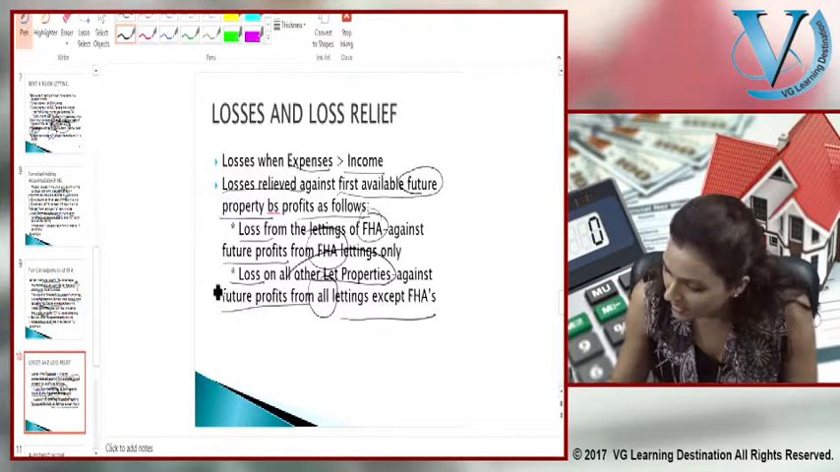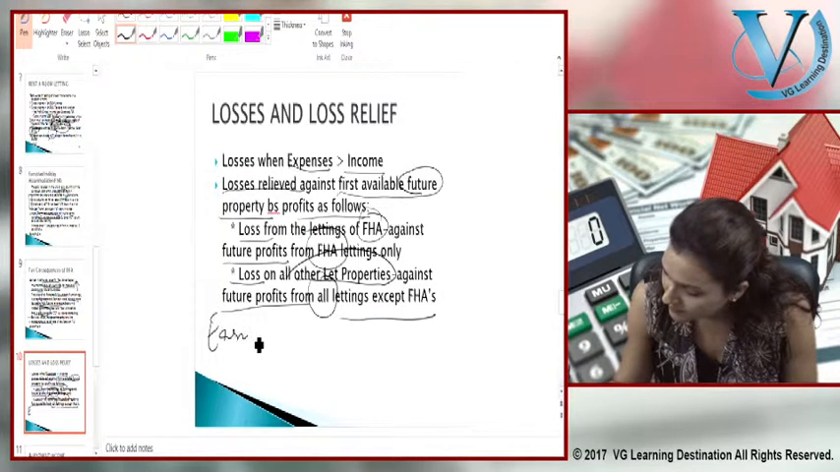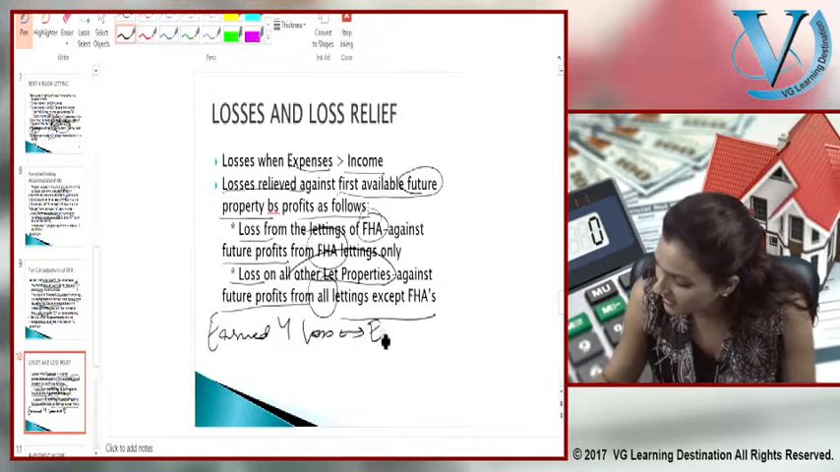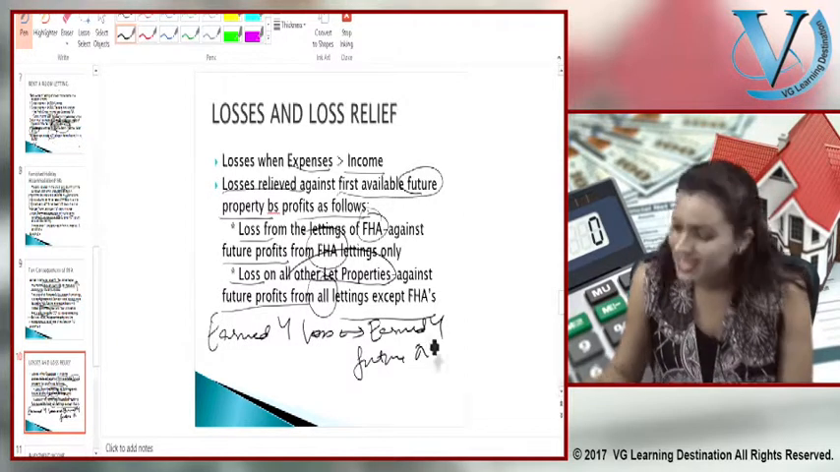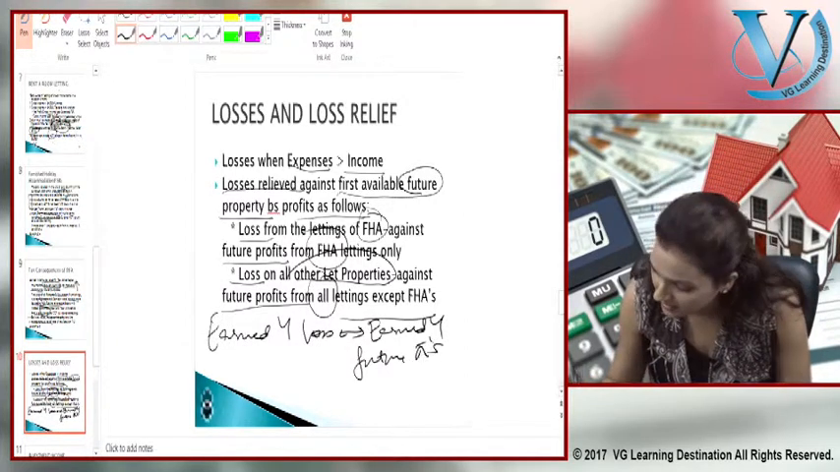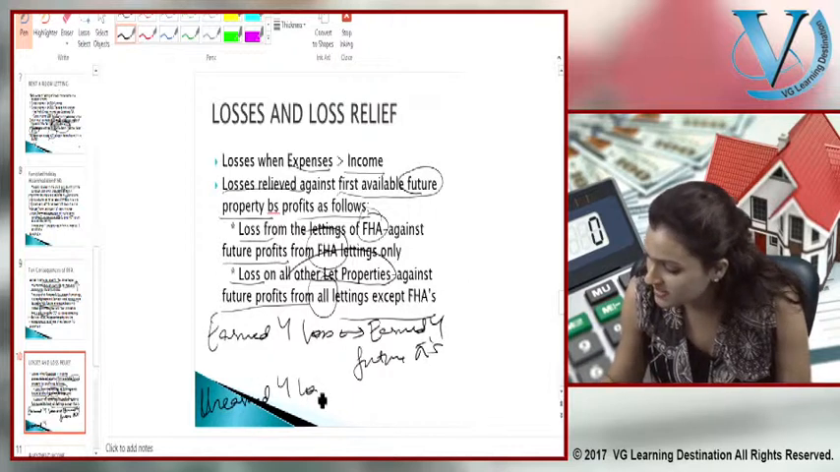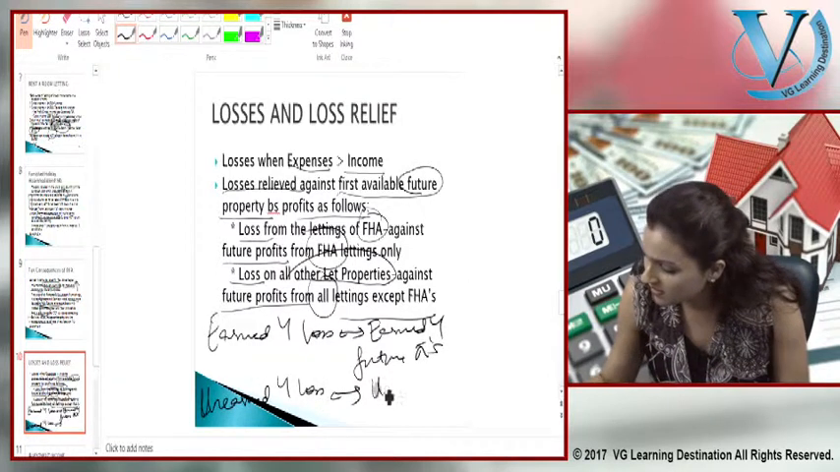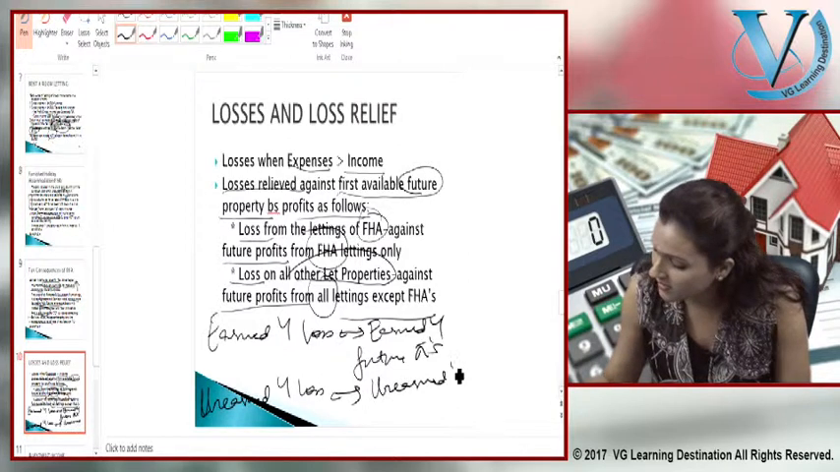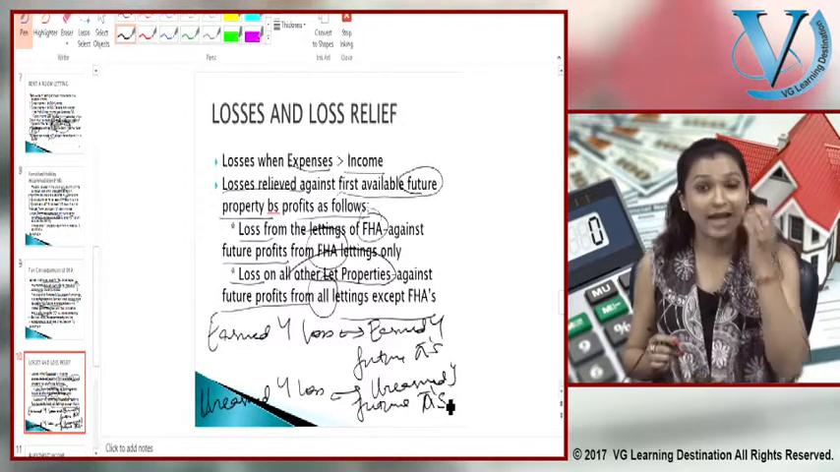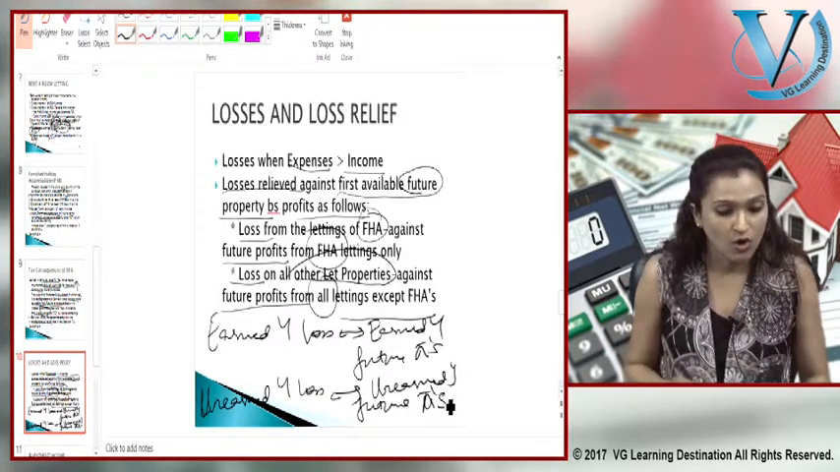So basically, earned income losses get set off against earned income future profits. Similarly, unearned income losses get set off against unearned income future profits. So these are the rules that you need to follow. What next?